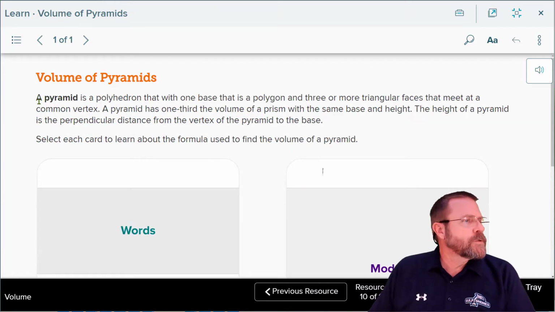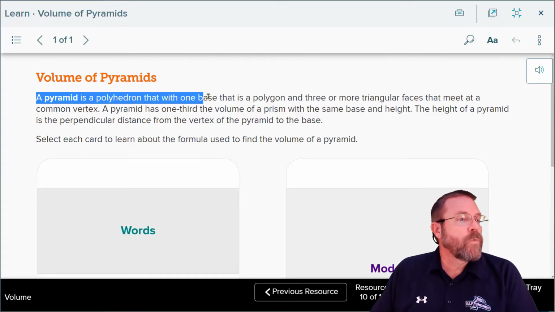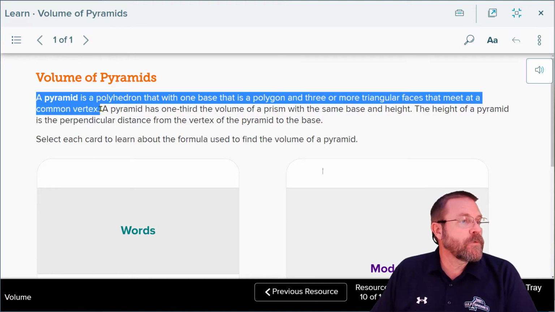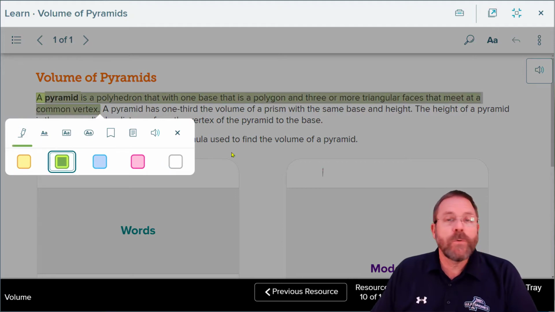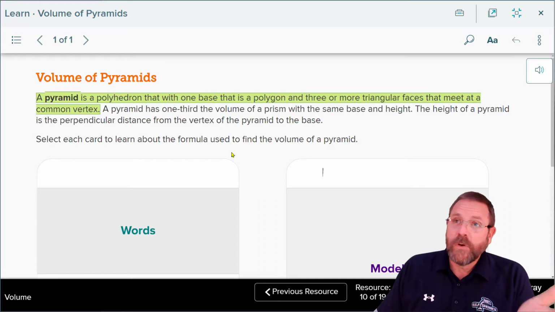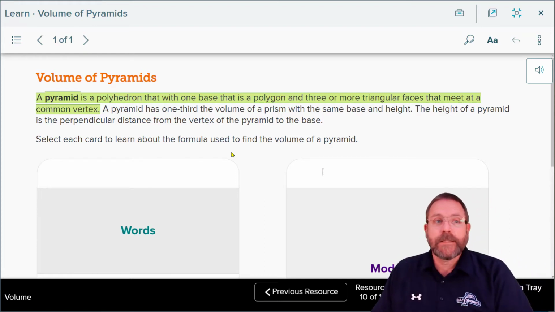Looking at our definitions, a pyramid is defined as a polyhedron with one base that is polygonal and three or more triangular faces that meet at a common vertex. If you think about the Great Pyramid of Giza, that is what we're talking about when we talk about a pyramid. The Mayan pyramids are not technically pyramids by this definition because they have a flat top.